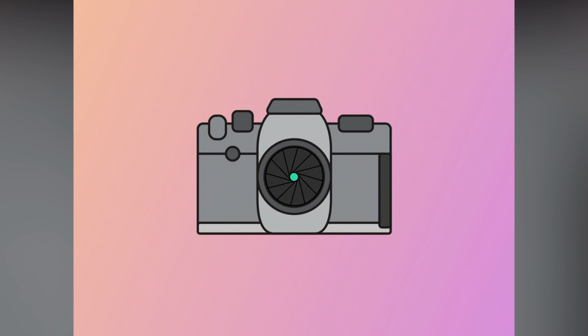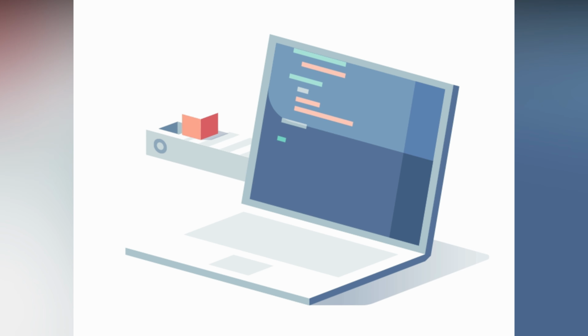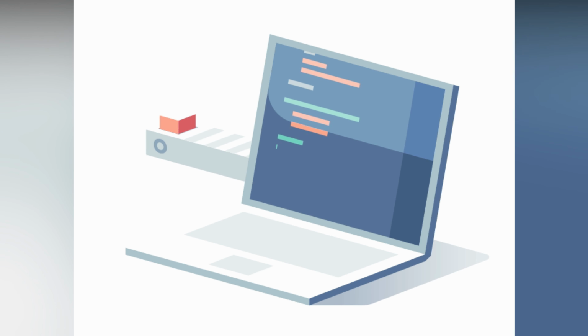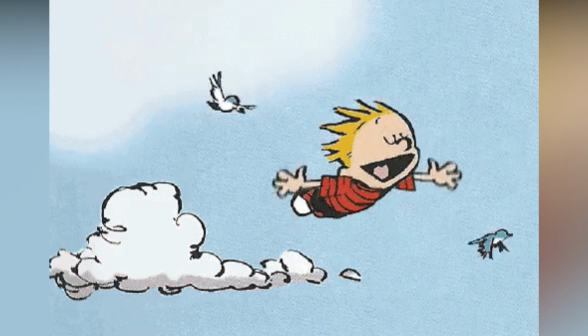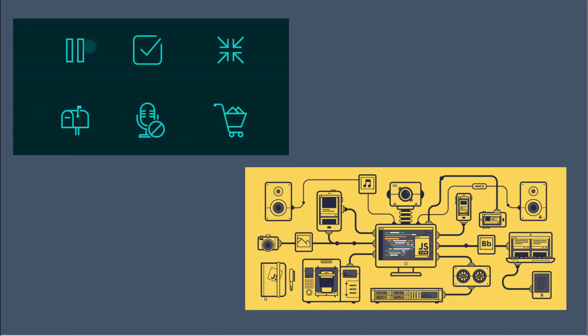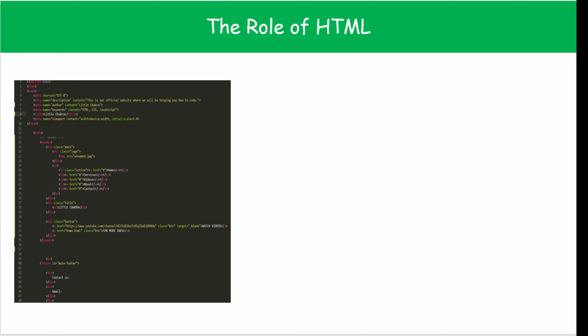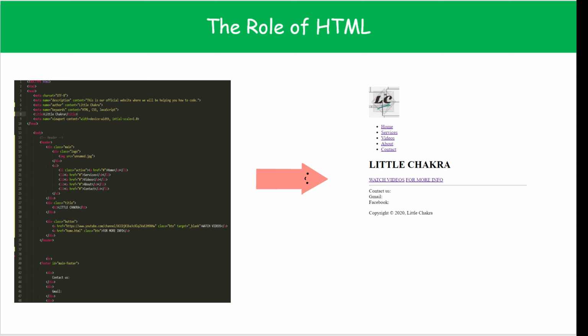Now that we have the basic working knowledge about these three languages, let's see how these languages work together to form a web page. To make it easy to understand, let's consider a web page as a human body. As we know, in the human body, the skeletal system forms the structure of the body. Same like that, HTML also helps in building the structure of websites, as you can see in the picture.